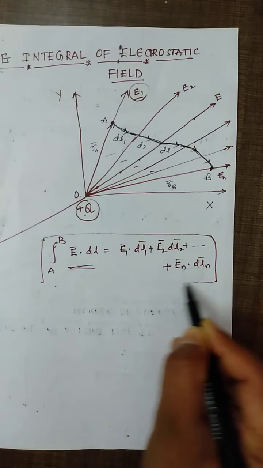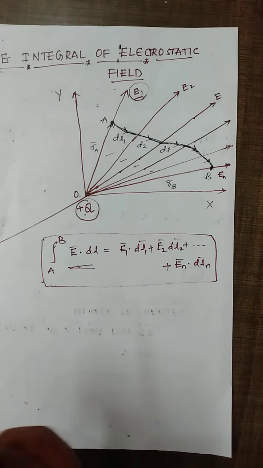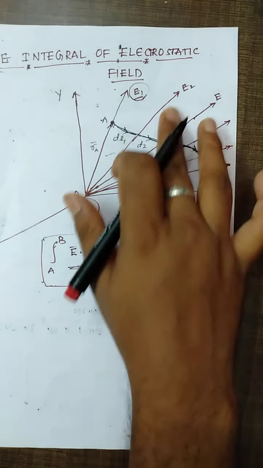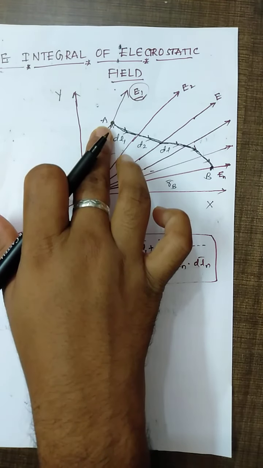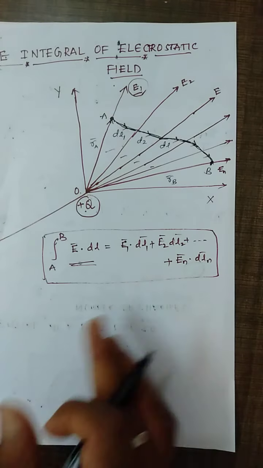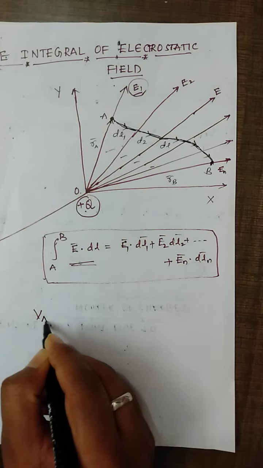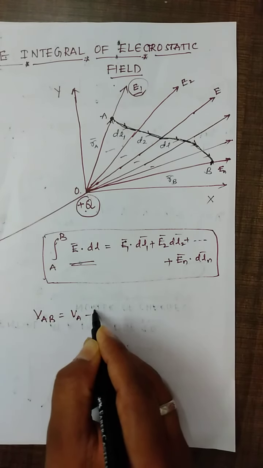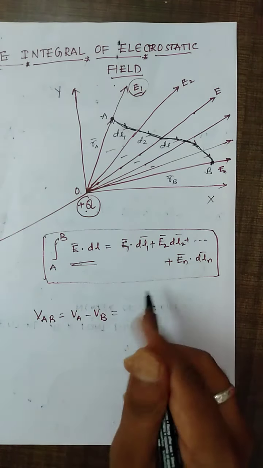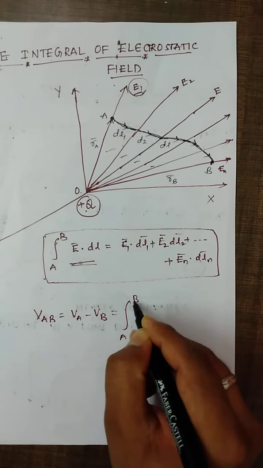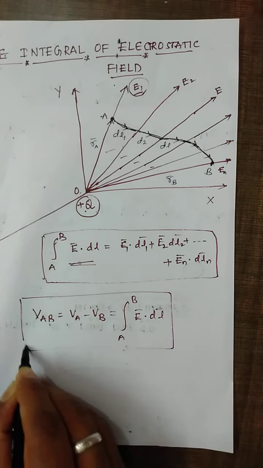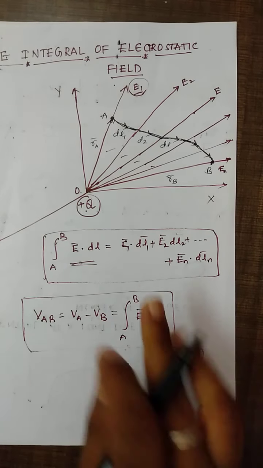Now one more step. I told you already what the electric potential is from point A to point B. It will not depend on the midpoints, whatever they are. It depends only on the starting point A and the final point B. So the electrostatic potential V_AB, which is V_A minus V_B, is equal to the line integral. So V_AB is nothing but the line integral of E bar dot dl bar between the starting and ending points. This is important.